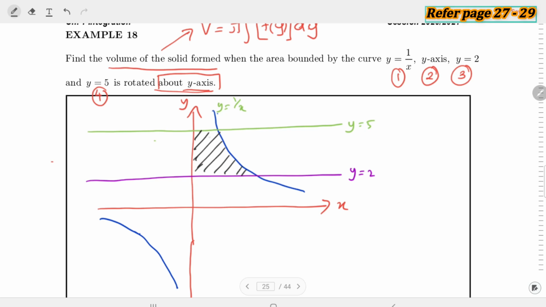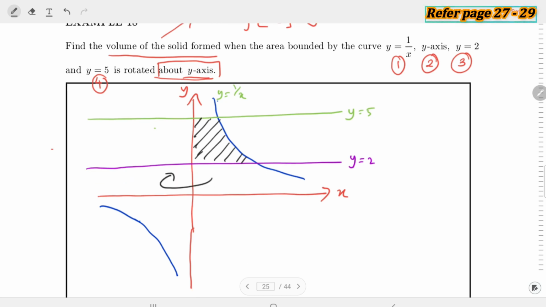This shaded region will be rotated about the y-axis, not at any other place. So it will be rotated here. Just imagine how the volume will be formed.